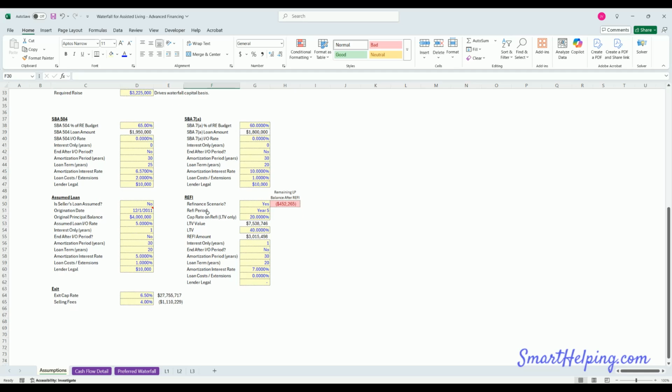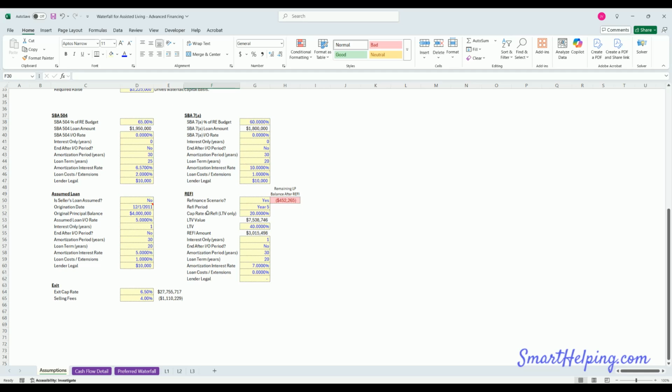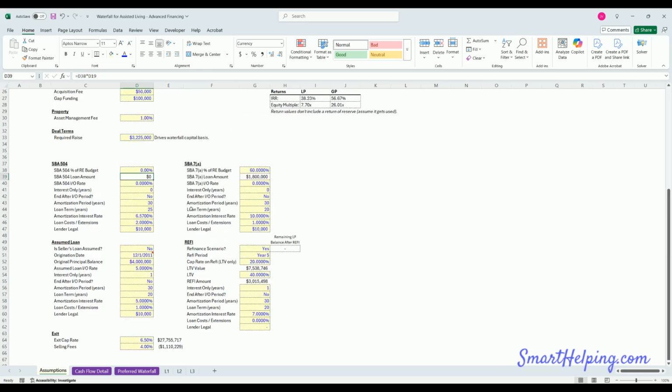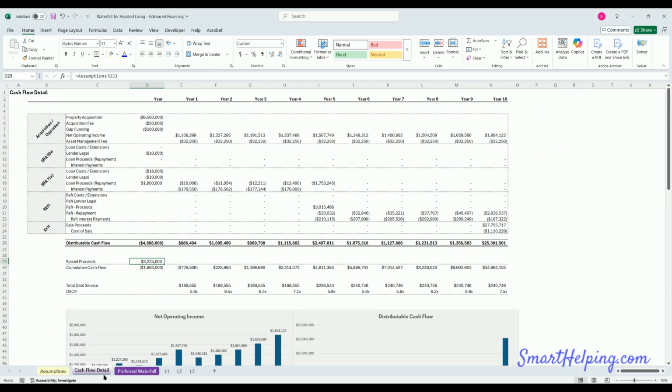Okay, now the fun part with these loans. So you can do the 504 and or the SBA 7A, depending on what the deal is. You can always zero these out if you're not using them, and that's no problem.